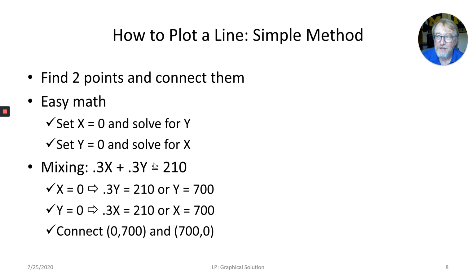And so what we do is you set X equal to 0 and you solve for Y. That gives you 1 point. Then you set Y equal to 0 and solve for X. It gives you another point. Got 2 points, you connect them, and you're on your way.